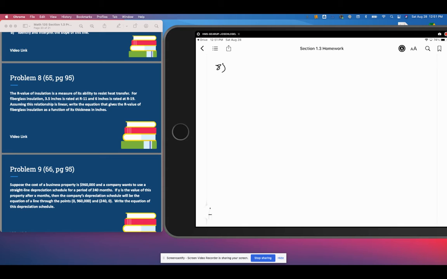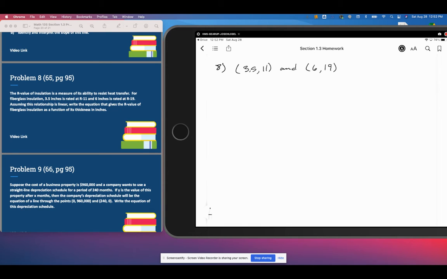Assuming this relationship is linear, write the equation that gives the R value of fiberglass insulation as a function of its thickness in inches. And so I'm looking at this, I want to write an equation, so I first look for the y-intercept. I do not have it, so I do need to use point slope form. And so what we've got here is we have 3.5 is equivalent to 11. And we have that 6 is equivalent to 19.